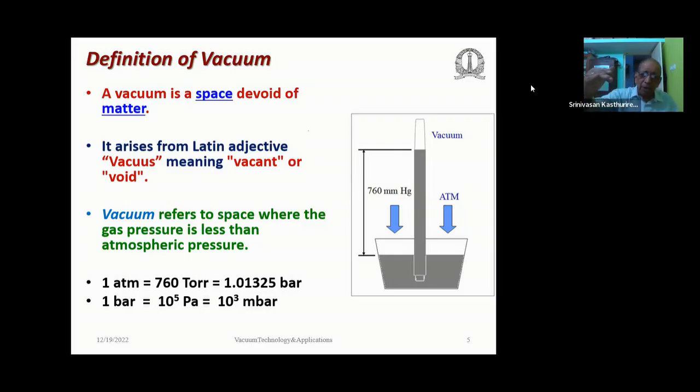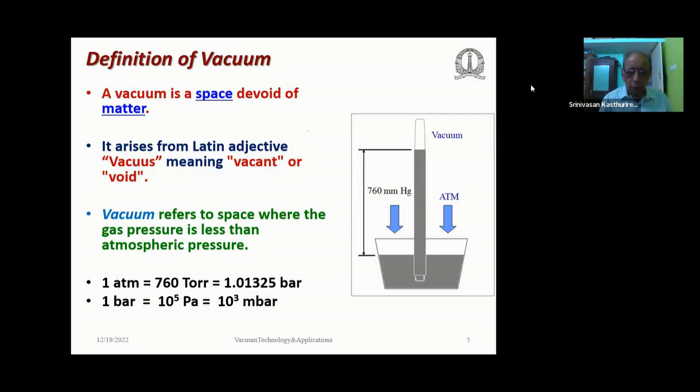Normally, you have atmospheric pressure. Atmospheric pressure is 760 torr or 760 millimeters of mercury. Okay. Now, any level of pressure below this 1 atmosphere, you call it vacuum. Okay. Above this, you call it pressure. Below this, you call it vacuum. Okay. Now, as you know, 1 atmosphere is 760 millimeters of mercury. 1 millimeter of mercury is called 1 torr. So 760 torr is equal to 1.01325 bar. Okay. Now, 1 bar is nothing but 750 millimeters of mercury or 750 torr. Okay.